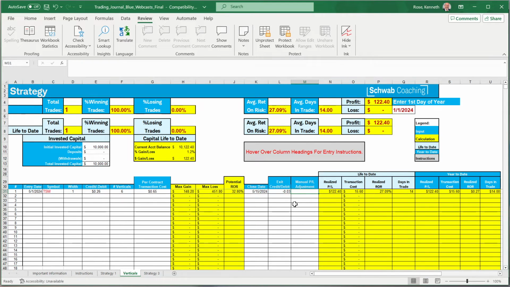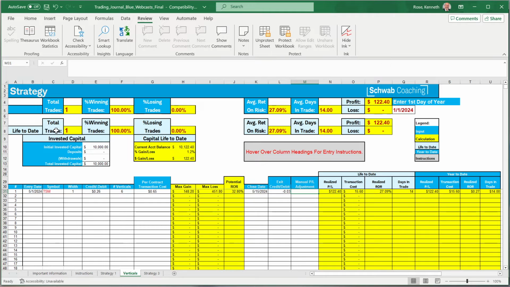I'm going to hit my tab key and I automatically get an adjustment here for realized PL, including transaction cost, realized return on risk, taking into consideration transaction cost, days in the trade. Now, you'll notice we have these 4 columns and the same 4 columns over here. These 4 columns are used to calculate year-to-date numbers, and those are going to be contained up here. And we also have these 4 columns here used to calculate life to date. In other words, the life of the spreadsheet.